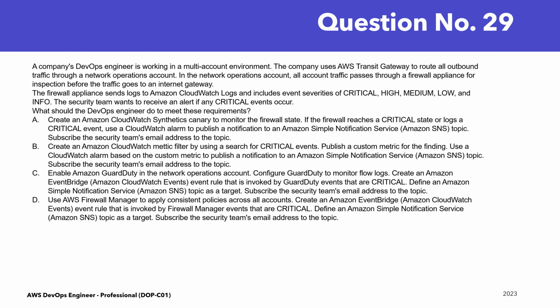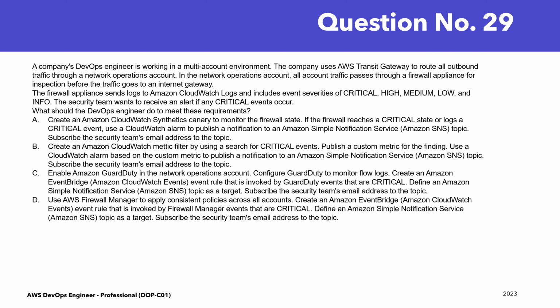B. Create an Amazon CloudWatch Metric filter by using a search for critical events. Publish a custom metric for the finding. Use a CloudWatch alarm based on the custom metric to publish a notification to an Amazon Simple Notification Service, Amazon SNS, topic. Subscribe the security team's email address to the topic.